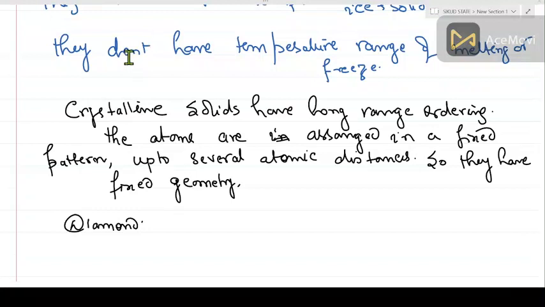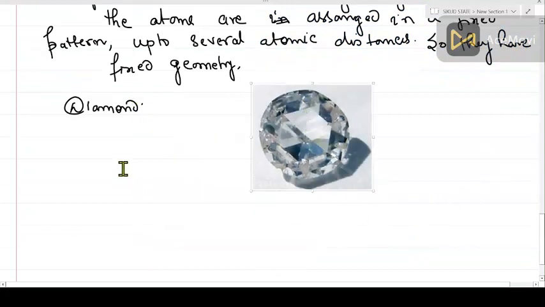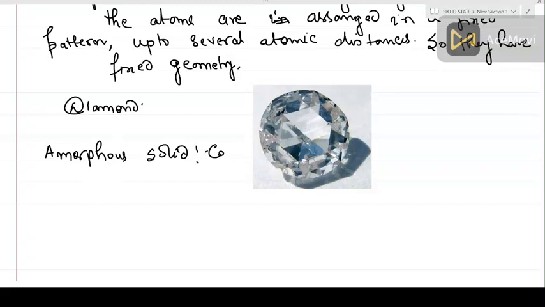It is the allotrope of carbon, and it is the most discussed crystalline solid. It has a definite geometrical pattern only because the atoms are arranged in a fixed pattern, in a fixed arrangement throughout the crystal, throughout the structure, and that is why it has a fixed geometrical shape. This is diamond, and diamond gets all its properties like luster and shine and refractive index that are attributed to the arrangement of atoms. The second class of solids is the amorphous solid.